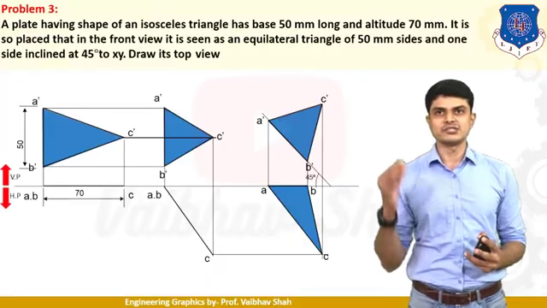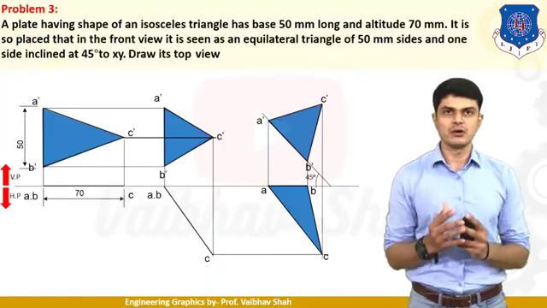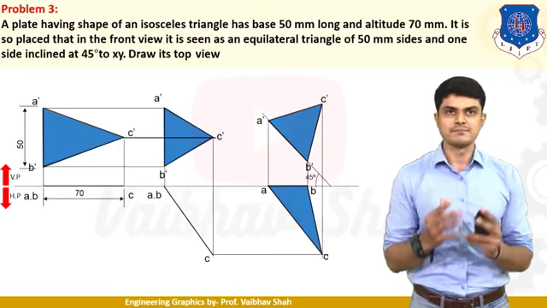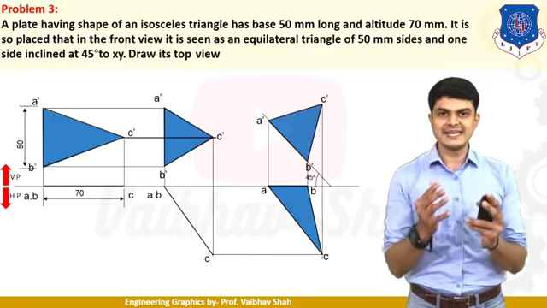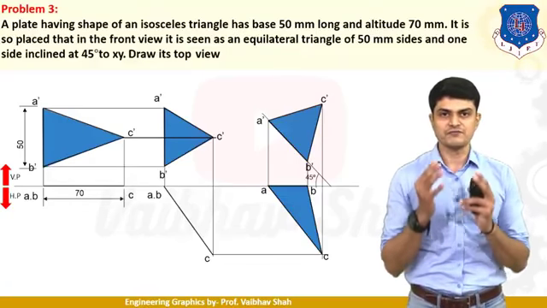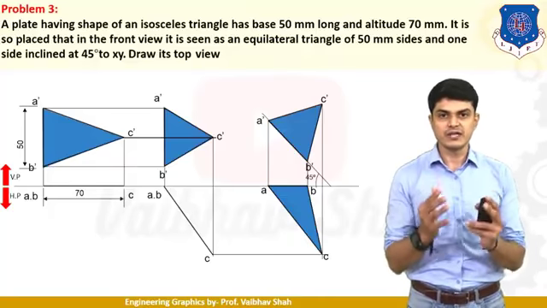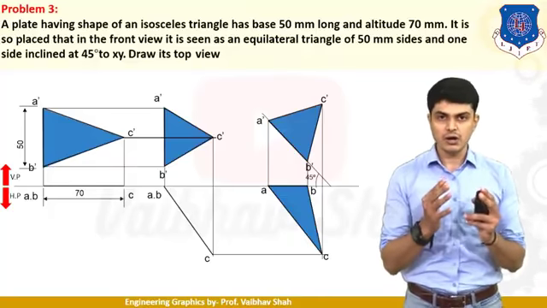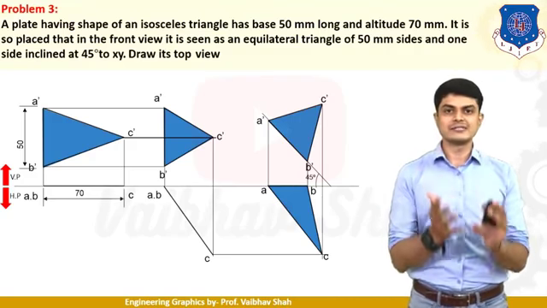A plate having the shape of an isosceles triangle has a base of 50 mm long and altitude 70 mm. It is so placed that in the front view, it is seen as an equilateral triangle of 50 mm sides, and one side is inclined at 45 degrees to XY. Draw its top view. So here the triangle is changed to an isosceles triangle.